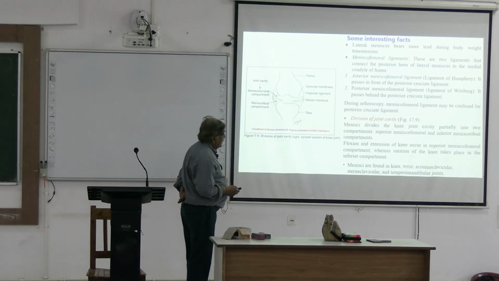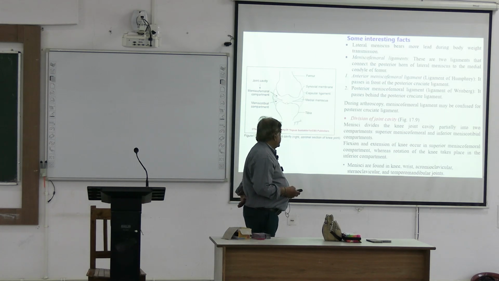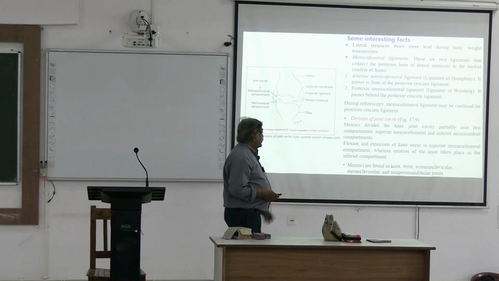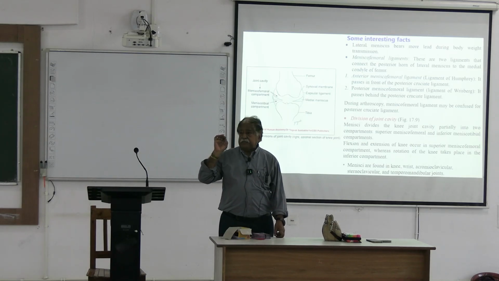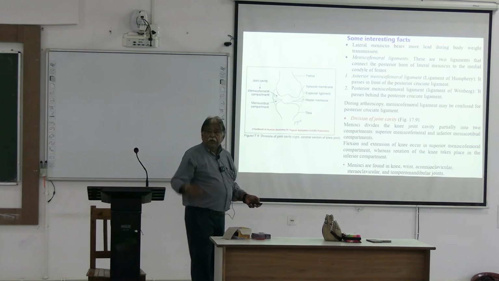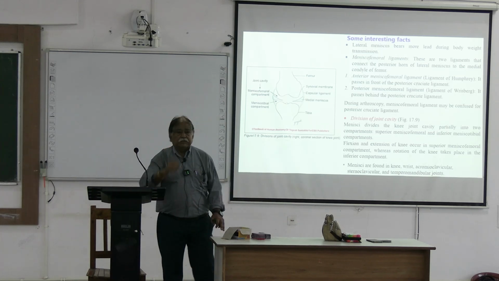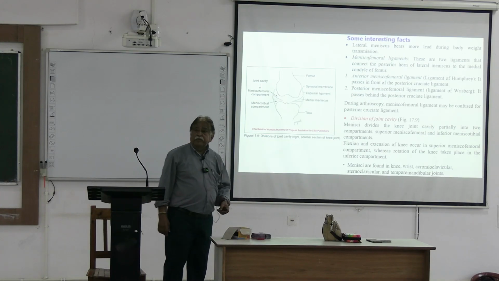Menisci are found in the knee, wrist, acromioclavicular joint, sternoclavicular joint and temporomandibular joint. Now, where are the menisci present? These menisci are found in the knee, wrist, acromioclavicular joint, sternoclavicular joint and temporomandibular joint. All these joints, when you are studying, will be separate. These 5 types of joints are where the menisci are found.